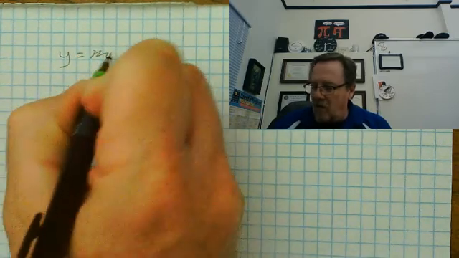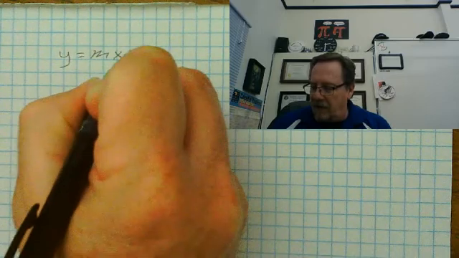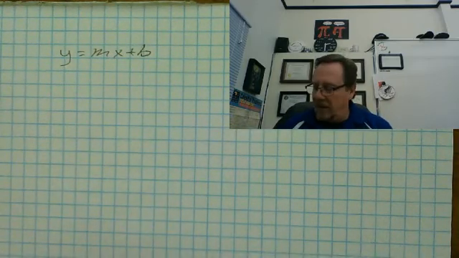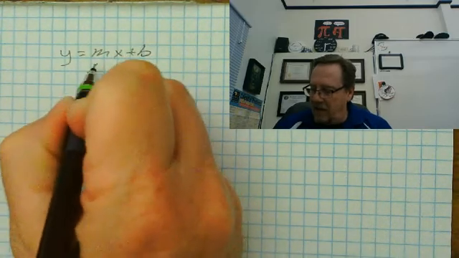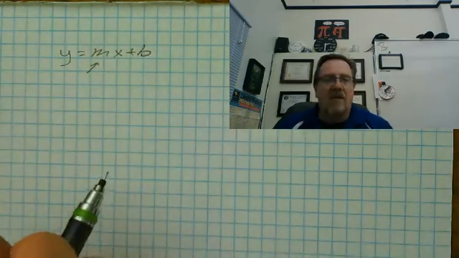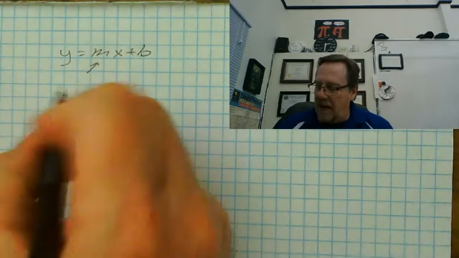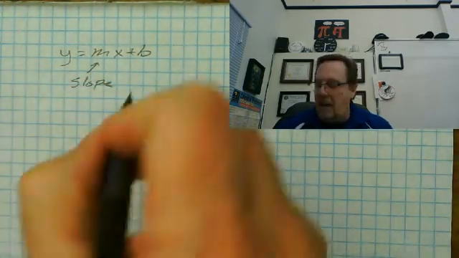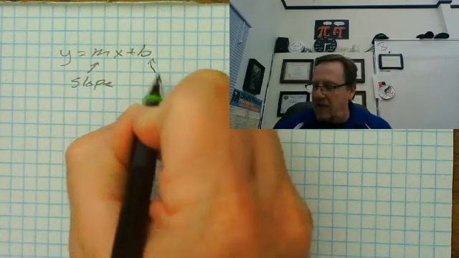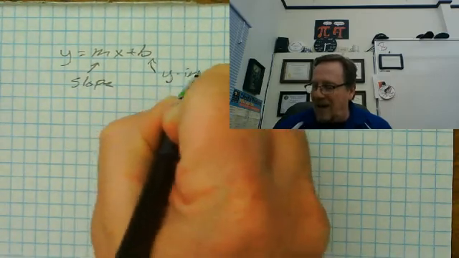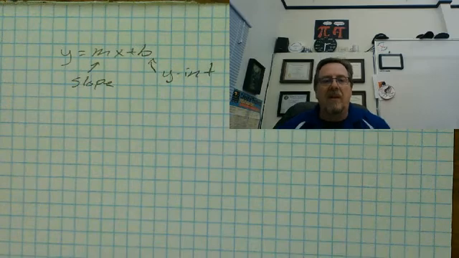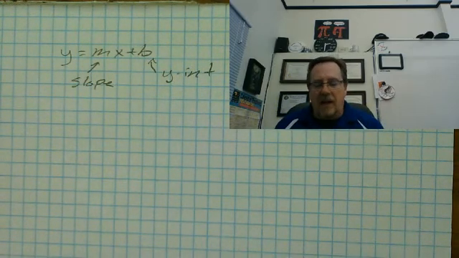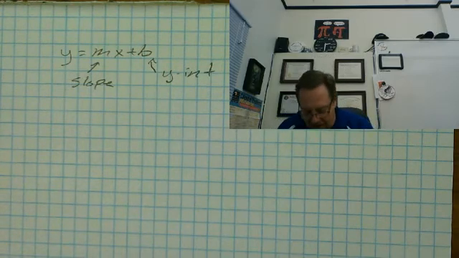Hopefully everybody knows y is equal to mx plus b, right? That's a linear equation, and in linear equations in this form, m is always going to represent your slope, and b is always going to represent your y-intercept, or the place that the line itself would cross the y-axis.